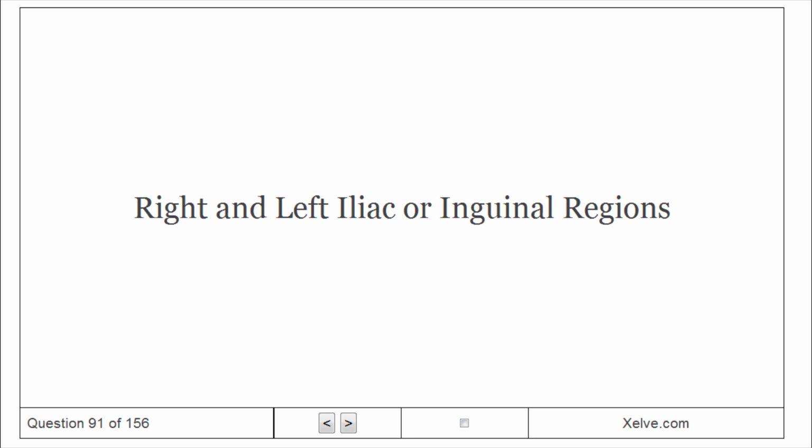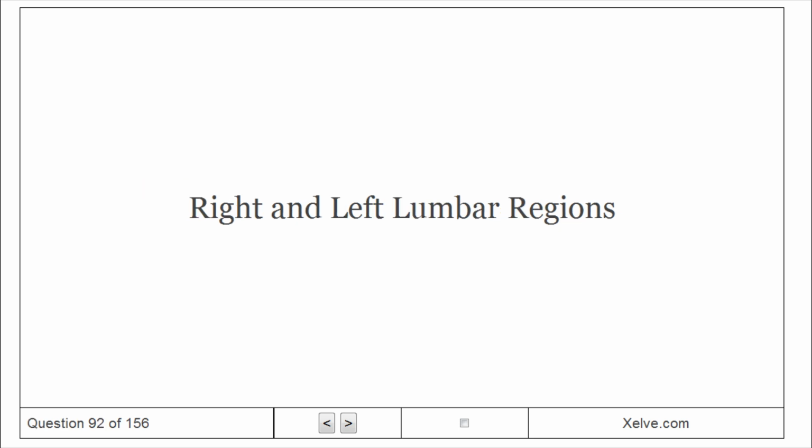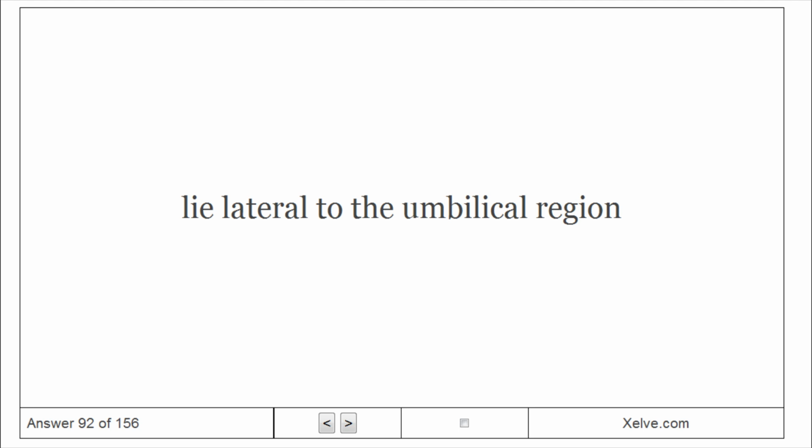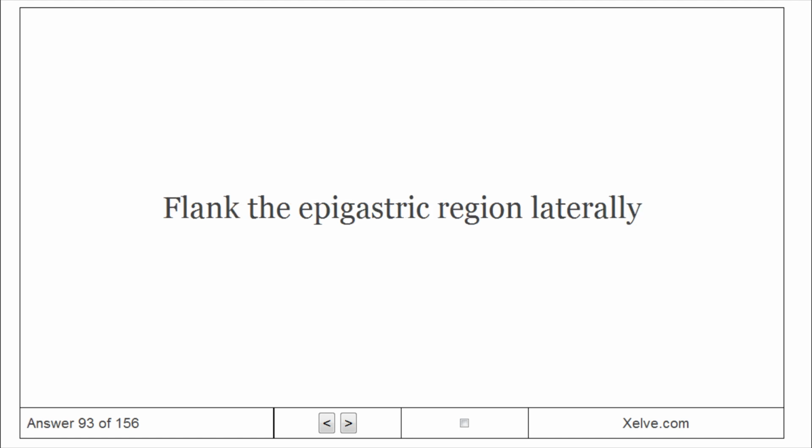Right and left iliac or inguinal regions, located lateral to the hypogastric region, over the superior part of the hip bone. Right and left lumbar regions lie lateral to the umbilical region. Right and left hypochondriac regions flank the epigastric region laterally.